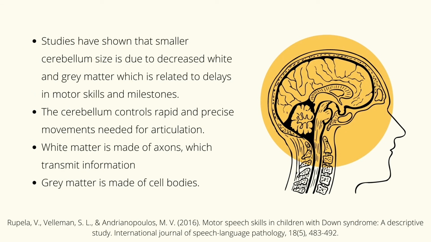Studies have shown that smaller cerebellum size is due to decreased white and gray matter, which is related to delays in motor skills and milestones common in Down syndrome. This is because the cerebellum plays a role in the rapid and precise movements needed for articulation. White matter is made of axons which transmit information, and gray matter is made of cell bodies. Therefore, there's less brain mass to transmit and process information needed for the motor control of speech.